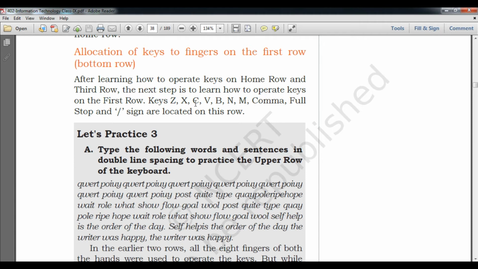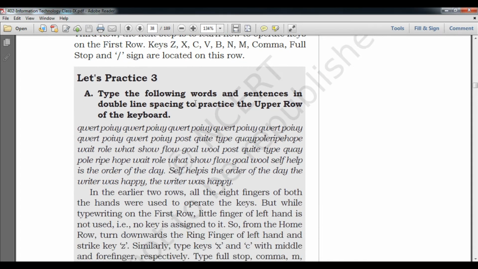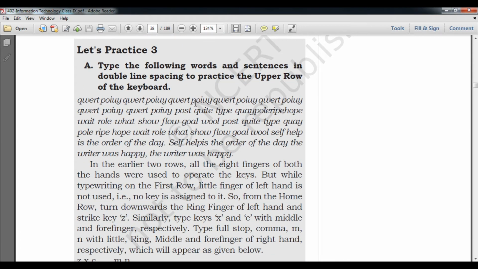So students, we will do the practice for the third practice. You have to type QWERT and POIU, okay. This type of practice you will do for the third row, that is the upper row. You have to type the same thing again and again with all the instructions given above.